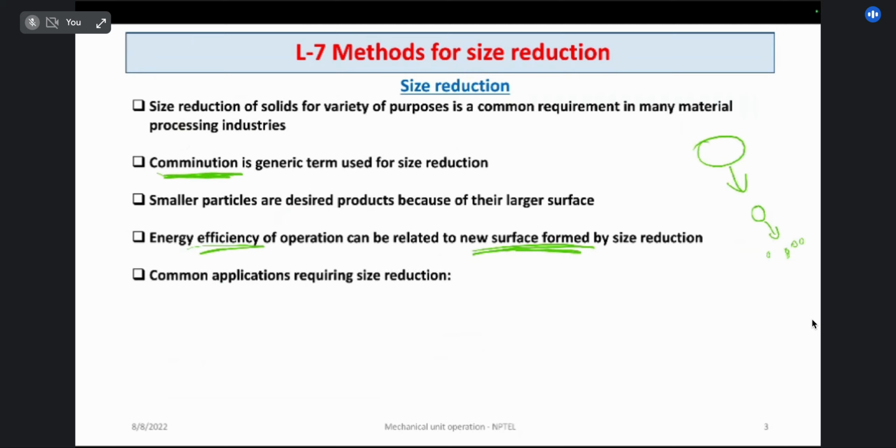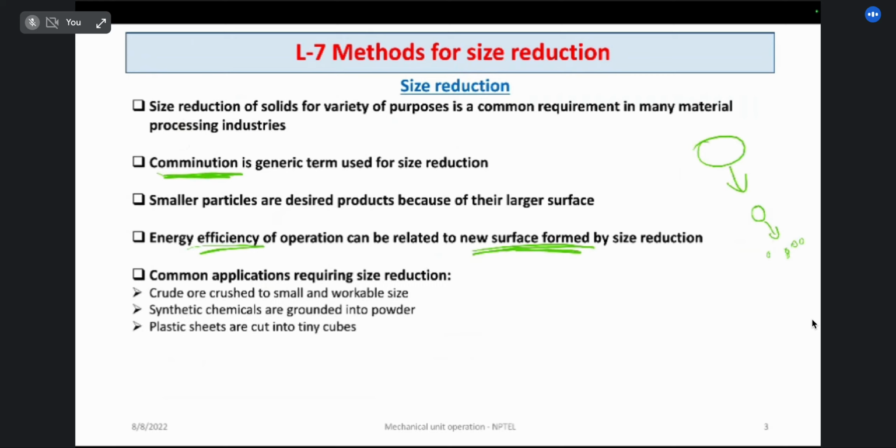Now, common applications, as the professor listed out. One is crude ore crushed to a small and workable size. We always need to use size reduction for crude ores. Then synthetic chemicals are ground into a powder in order to use them as a catalyst for different applications. Plastic sheets are cut into tiny cubes. Sometimes we use polymeric and plastic material according to our application. Cutting into sheets is also one example of size reduction. Size reduction is not always crushing or grinding, it is also cutting into shapes.